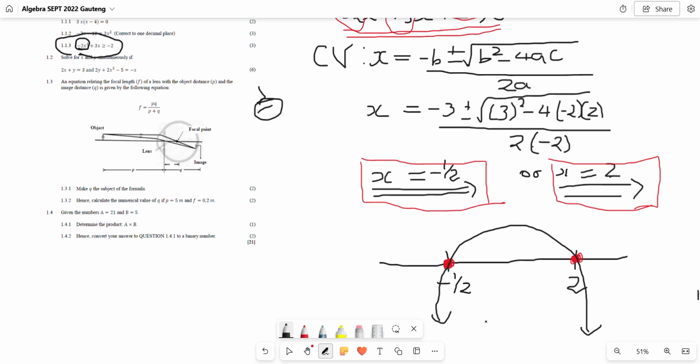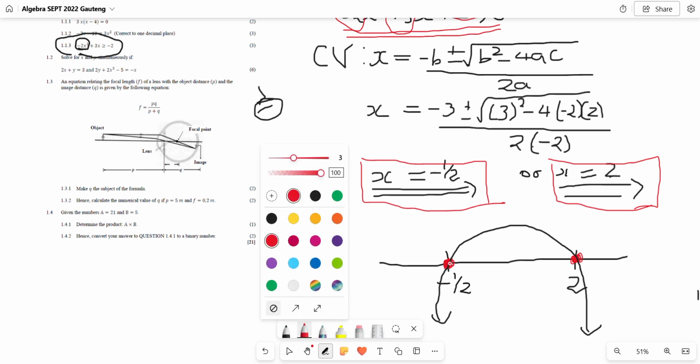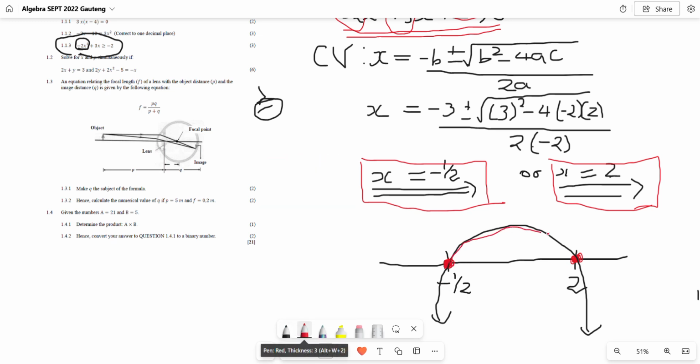Then we are going to shade the region of this parabola that is positive. The only region that is positive is the region of the parabola that is above our number line. Remember, this is our number line. Then we need to go and shade the region here that is above the number line. Therefore, we must go and shade that region.